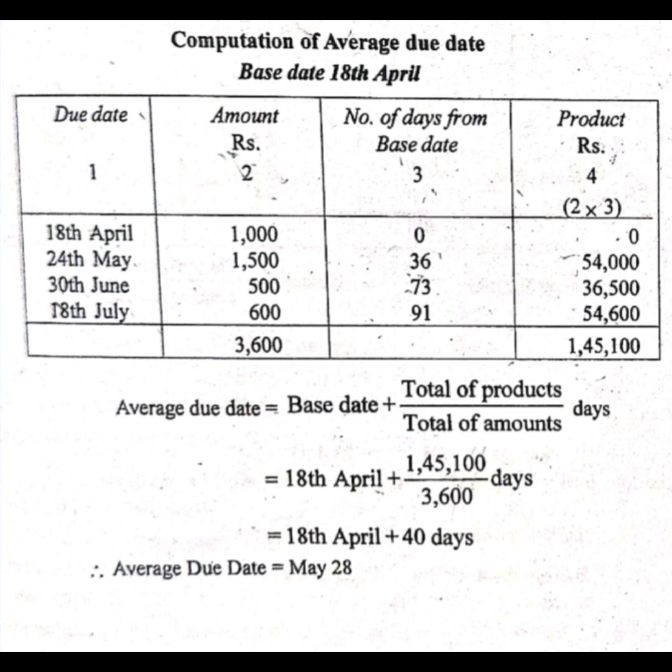We should take the base date as the first date, which is 18th April, and there should be four columns. First column is due date, second column is amount, third column is number of days from base date, fourth column is products. In the first column we enter all the respective due dates: 18th April, 24th May, 30th June, and then 18th July. Amount, we should take from the question and write respectively, and we should calculate the total of amount.